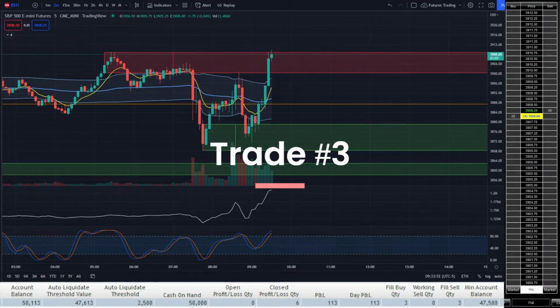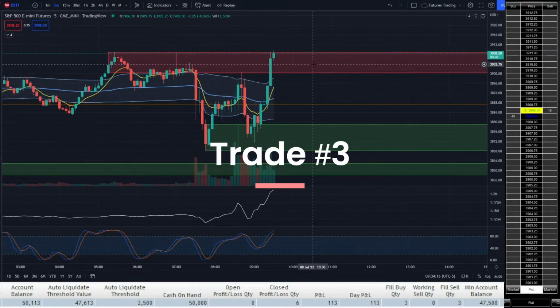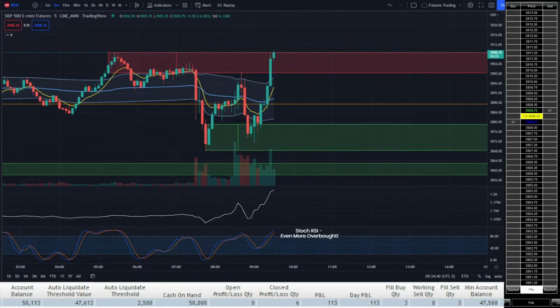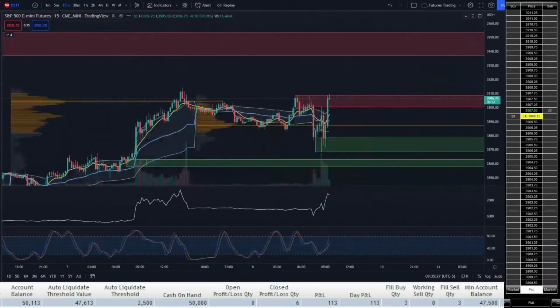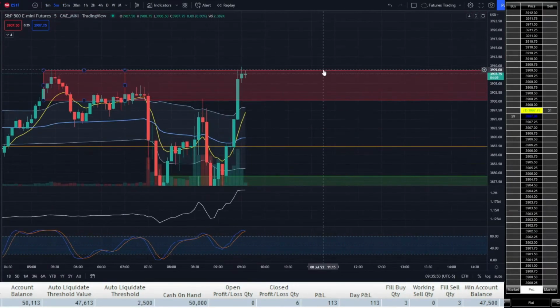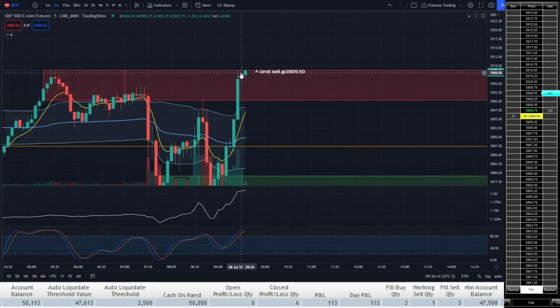All right, trade number 3. Again, we're in the same supply zone. Stochastic RSI is now even more overbought. Let's try to short the supply zone for a third time. So I put a limit sell at 3909.50.